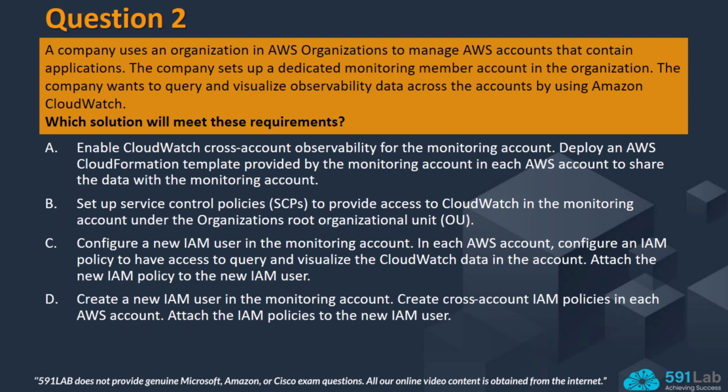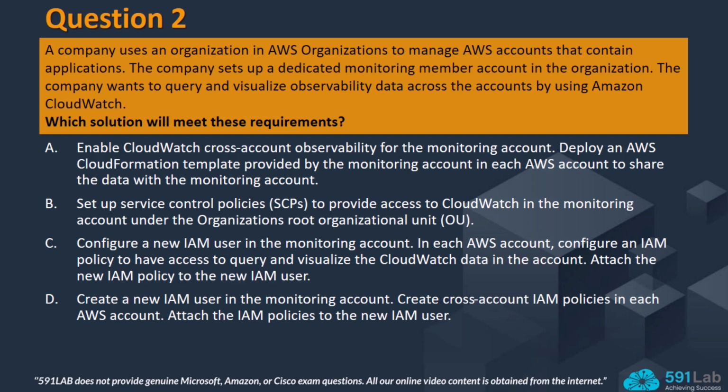Question number 2. A company uses an organization in AWS Organizations to manage AWS accounts that contain applications. The company set up a dedicated monitoring member account in the organization. The company wants to query and visualize observability data across the accounts by using Amazon CloudWatch. Which solution will meet these requirements?